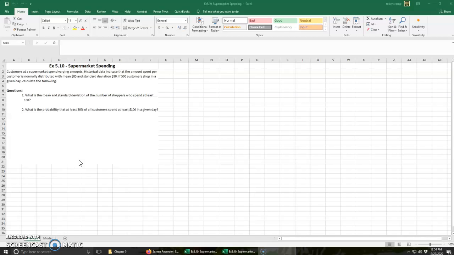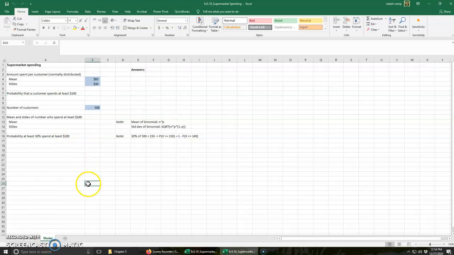So we've got some historical data that customers at the supermarket spend different amounts of money, and the historical data shows that the amount spent per consumer is normally distributed with a mean of $85 and a standard deviation of $30. If 500 customers are in a shop in a given day, we're going to answer two questions. What is the mean and standard deviation of the number of shoppers that spent at least $100? And then what is the probability that at least 30% of all customers will spend $100 in a given day?